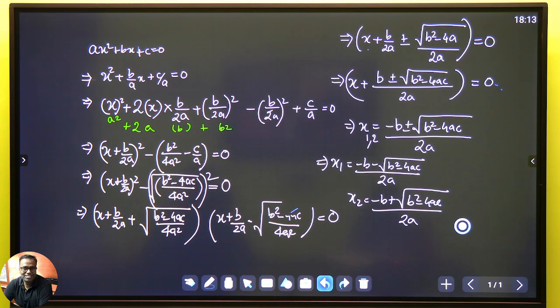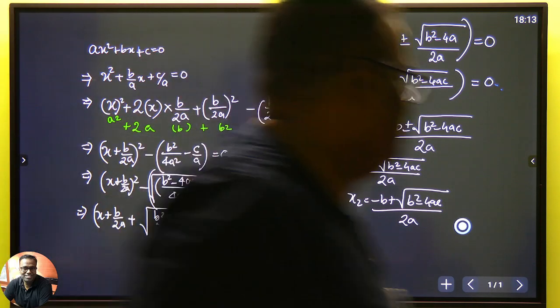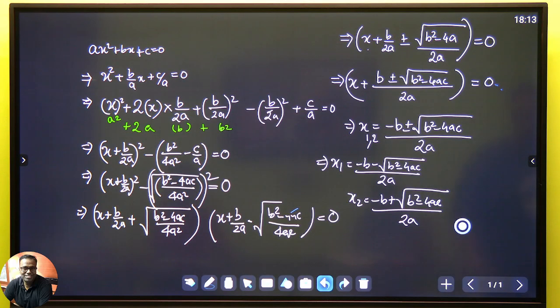And now I combine both as x1, 2. And I write this as minus b, because minus b is common. This is the only thing that is plus or minus, right? So I write it as b square minus 4ac. Understood? Yes. Nobody will ask you to derive this, but you should understand how to do it.